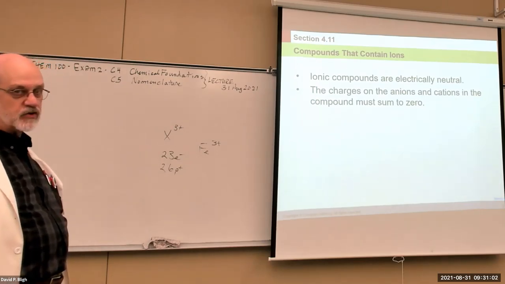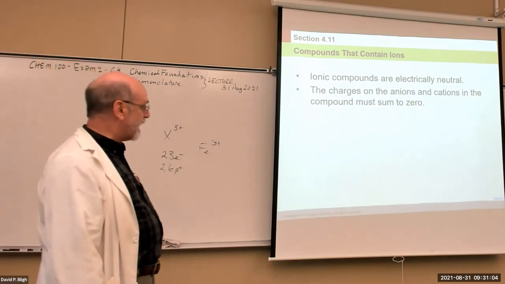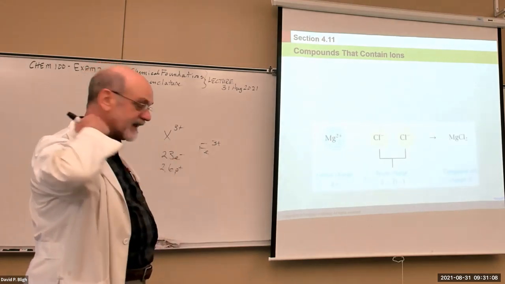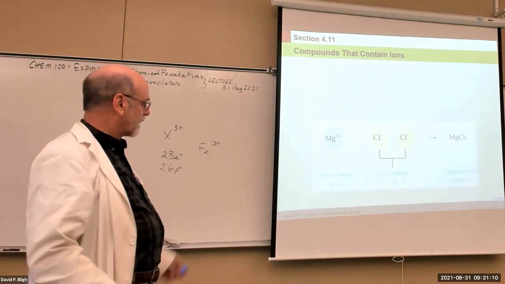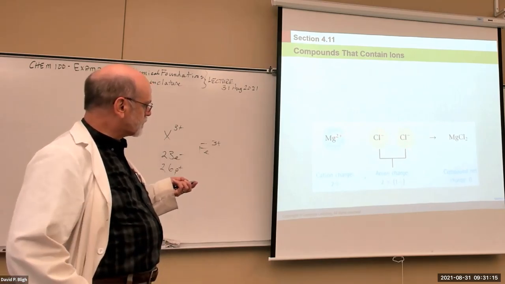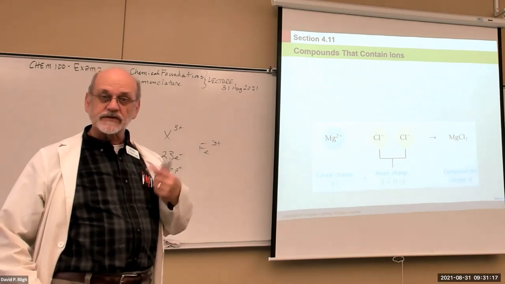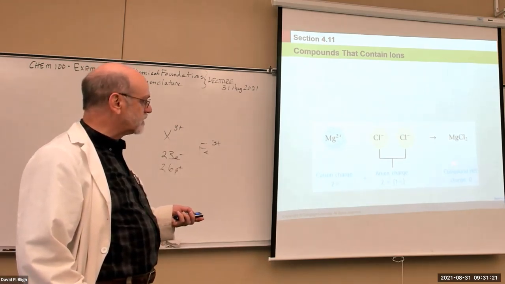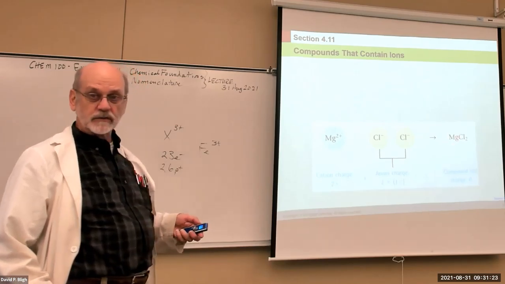They're always electrically neutral. You have to balance the charges. For example, magnesium chloride. You've got one negative for chlorine, but you've got 2 for magnesium. So it takes 2 chlorines to balance the 1 magnesium. That's why the formula is MgCl2.